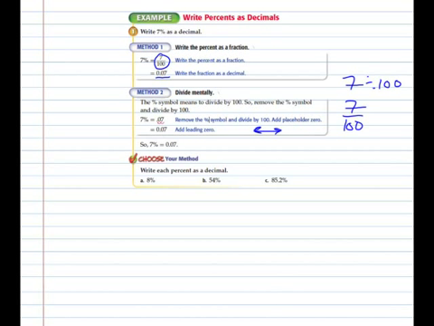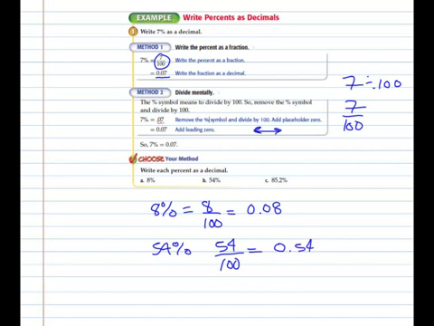So let's do 8% as a fraction, and then as a decimal, 0.08, representing 8 hundredths. 54%, we're going to do that one by just taking 54 and dividing it by 100. Writing it like so, which gives us the result 0.54, 54 out of 100.